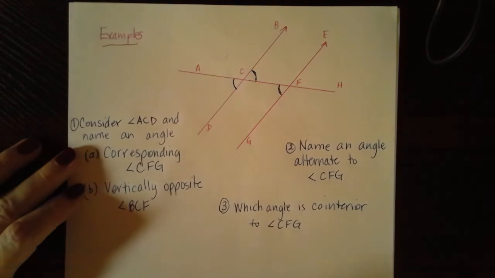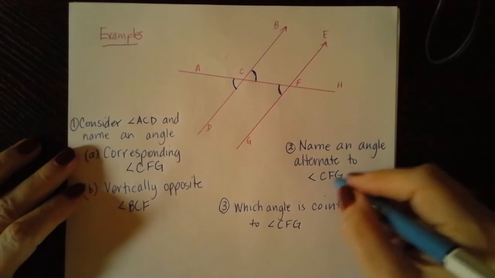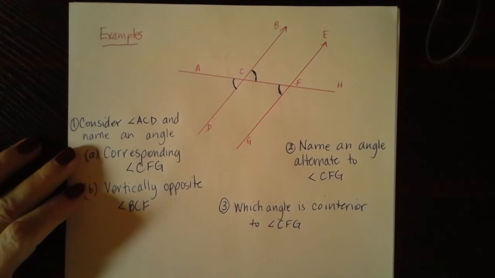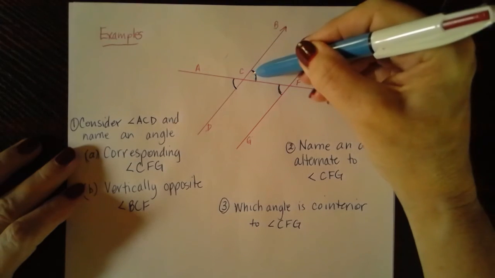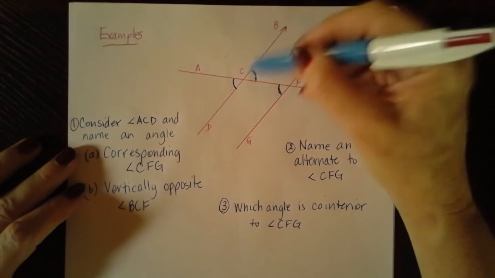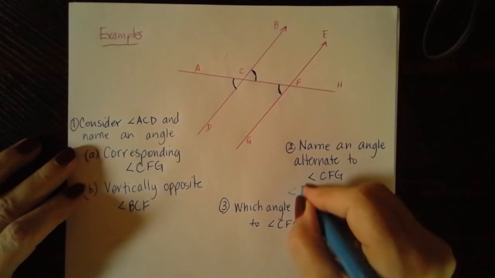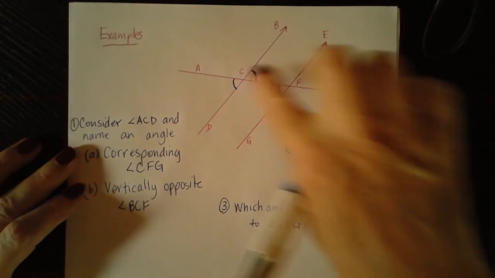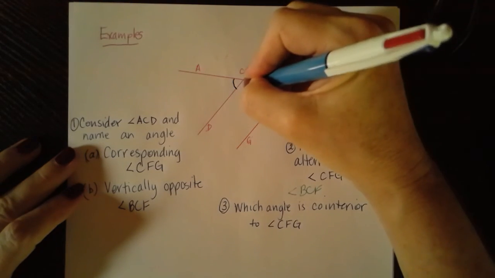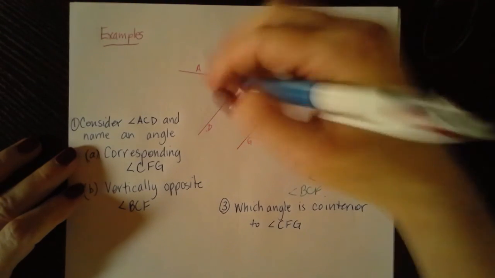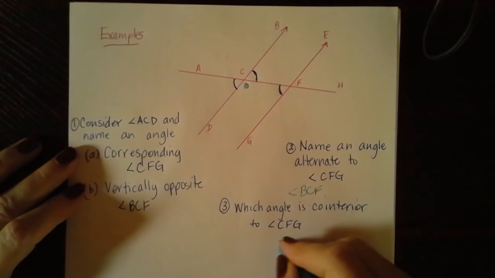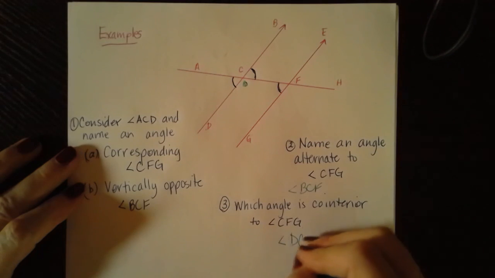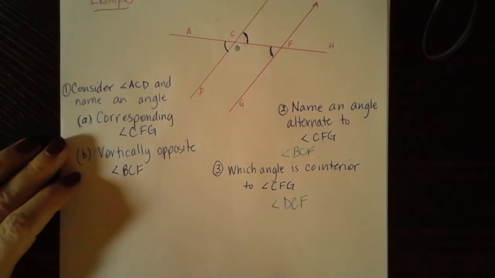If you're having trouble naming the angles, let me know. Name an angle alternate to CFG. Alternate is on the other side of the transversal. So there it is. I've already marked it, BCF. Which angle is co-interior to CFG? That would be this angle here, between the two parallel lines, but on the same side of the transversal. So that angle is angle DCF. Oops, can you see? Great, come and see me for some work.